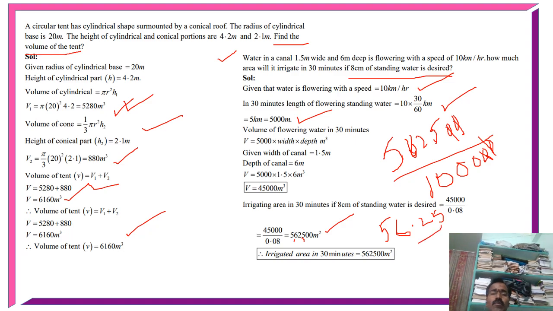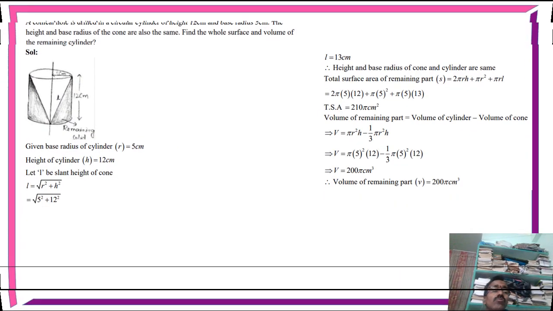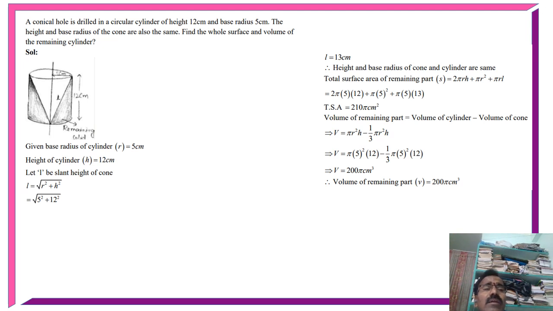Let us go with the next problem. So here it is given a conical hole drilled in a circular cylinder, height 12 centimeters, base radius 5 centimeters. The height and base radius of the cone are also the same. Find the whole surface area and volume of the remaining cylinder. Base radius is given 5 centimeters and height is 12 centimeters. The slant height we need to find because it is a conical shape.